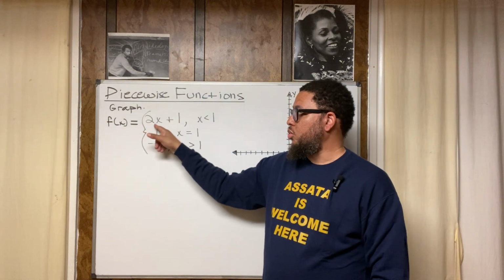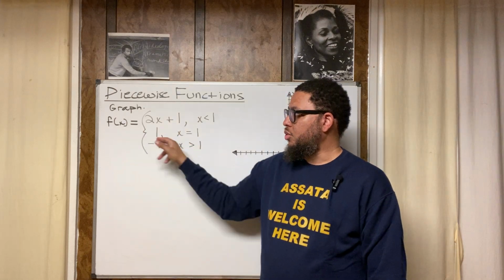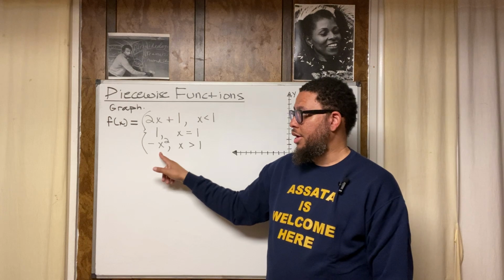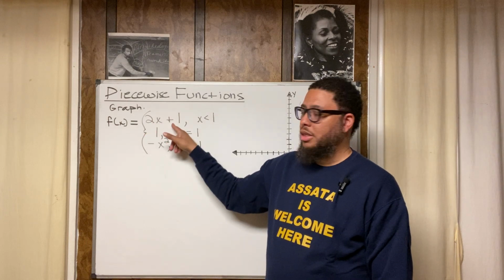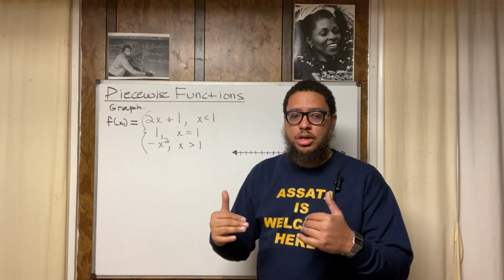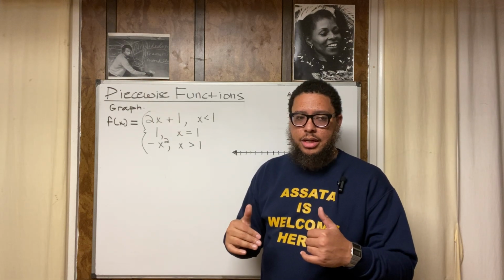So we've got 3 functions here, right? f of x is equal to 2x plus 1. f of x is equal to 1. f of x is equal to negative x squared. Now, this is a linear function, meaning the graph is going to be a straight line. The root word of the word linear is line, right?